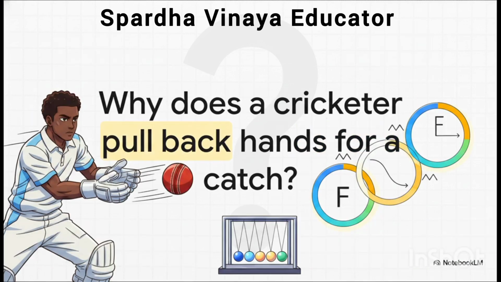Moving on to question 3, testing those real-world applications. Why does a cricketer pull their hands back when catching a fast ball? A. To increase the force. B. To increase the time of momentum change. C. To decrease the ball's mass. Or D. To increase velocity. The correct answer is B. By increasing the time it takes for the ball to stop, they significantly decrease the painful force on their hands.